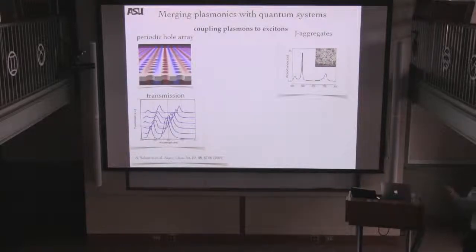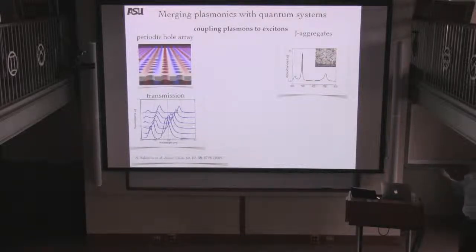So I look at the periodic array of holes, and by varying the period of this structure, you can adjust the transmission as a function of the wavelength, moving plasmon resonances from one position to another. So these are the various transmissions as a function of the wavelength at different periods. So you see you can move the plasmon resonance from one point to another.